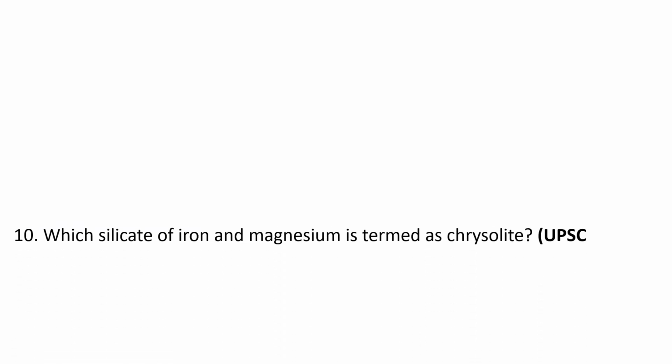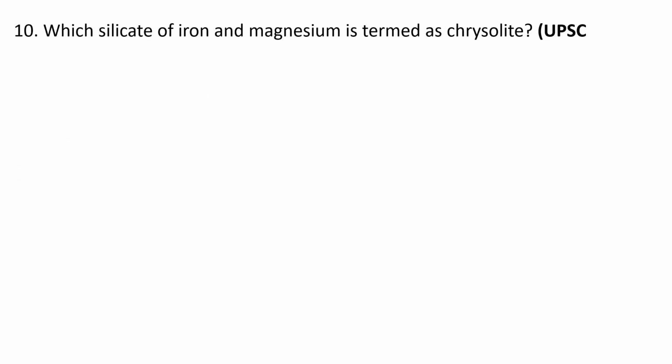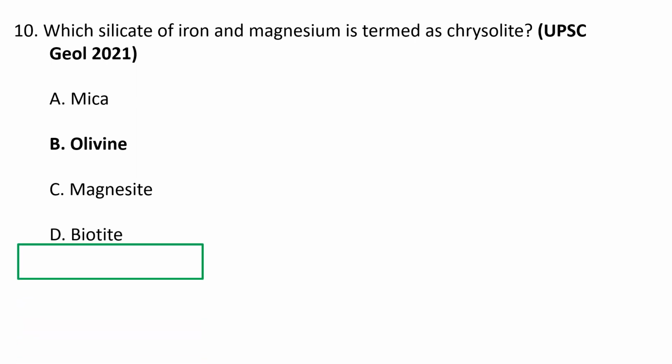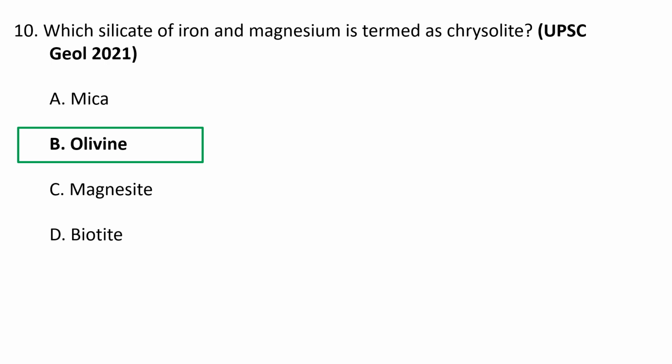Next question. Which silicate of iron and magnesium is termed as chrysolite? A. Mica, B. Olivine, C. Magnesite, D. Biotite. Correct answer is B. Olivine. Olivine is also known as chrysolite.